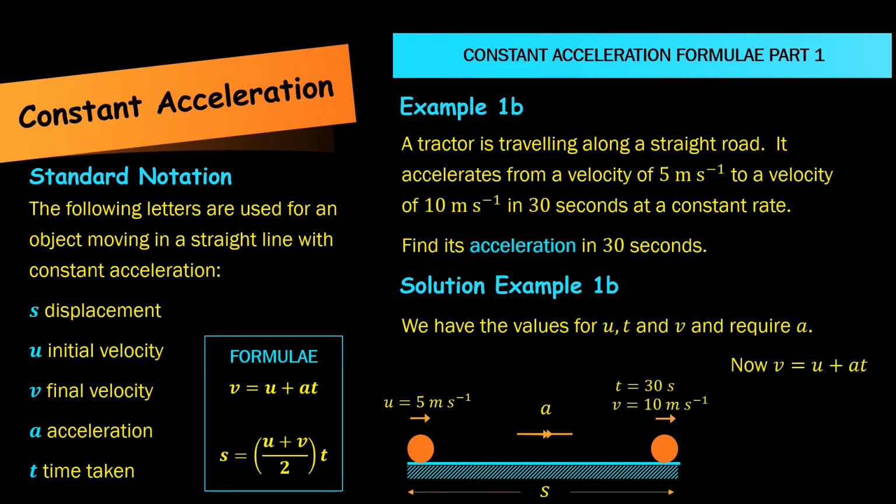So let's use this formula and plug in the values. We have initial velocity u equal to 5 plugged in as shown, final velocity v equal to 10, and time t equal to 30. We can rearrange this to obtain a equals 1 over 6. And of course this is in meters per second squared.